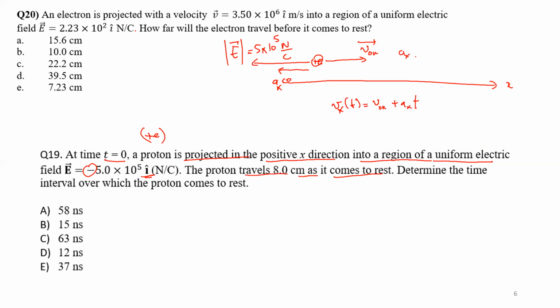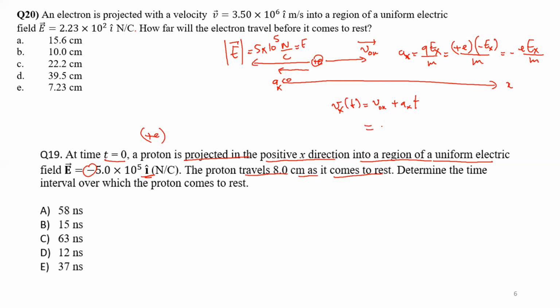But by the way, what is ax? ax is negative, right? ax is just qE divided by m. And here q is positive, plus e. But E is negative, okay? E is going in the negative x direction. So Ex is negative. The magnitude is positive, of course, but Ex is negative. So the acceleration is just minus Ex divided by m. Ex being this, E is equal to the magnitude of E. And the minus is giving me the direction.